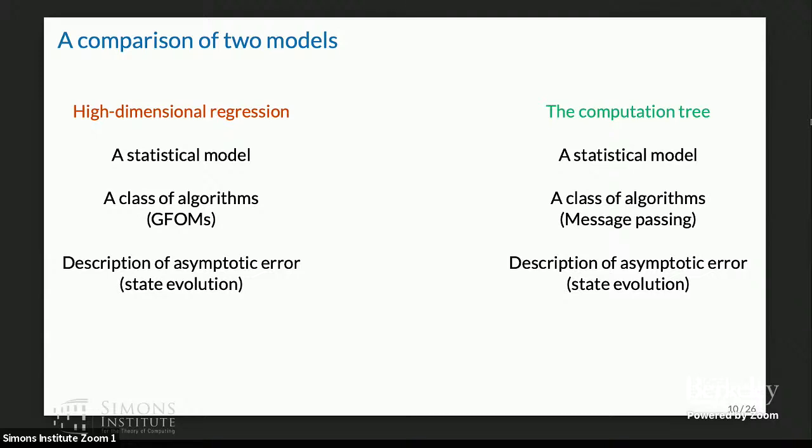I'm going to describe to you the asymptotic error of these algorithms. Okay, so the asymptotic error of the general first order method is going to be given by some state evolution, and likewise the asymptotic error of the message passing algorithm will be given by some state evolution. Okay, and in both models we'll also have a description of the Bayes risk.